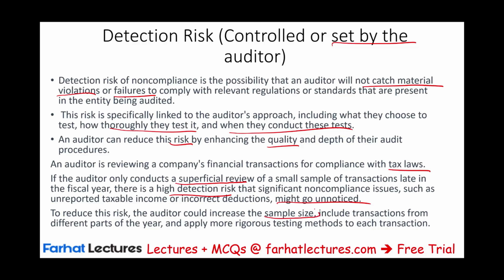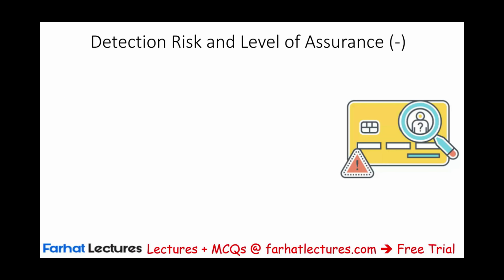Well, you could increase the sample size, include transactions from different parts of the year, and apply more rigorous testing. So the more work you do, the lower that risk. You would lower the detection risk because there's less chance of missing something if you do more work. Now, let's make sure we understand the relationship between detection risk and the level of assurance.